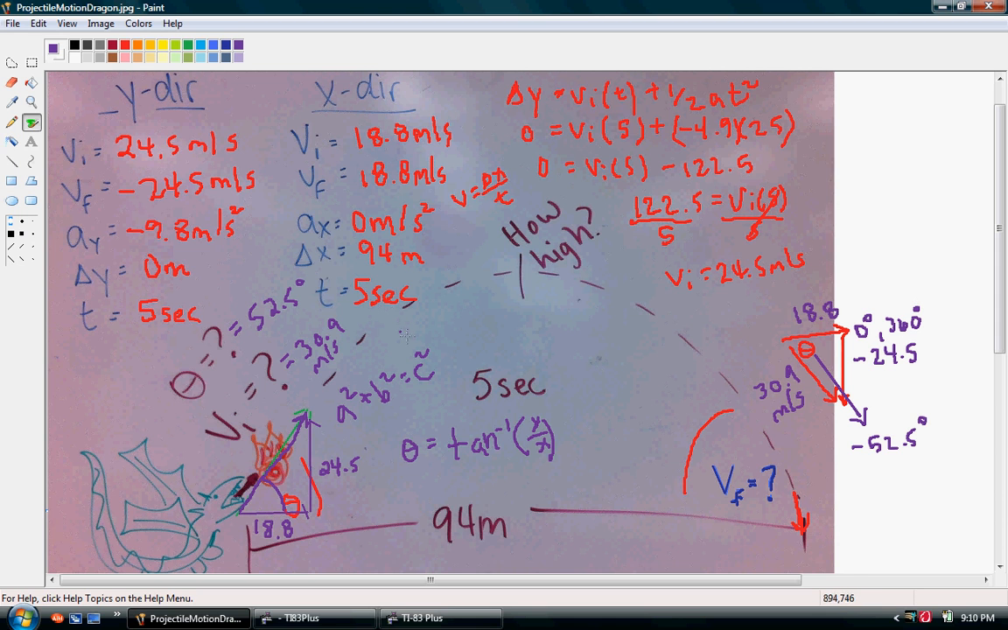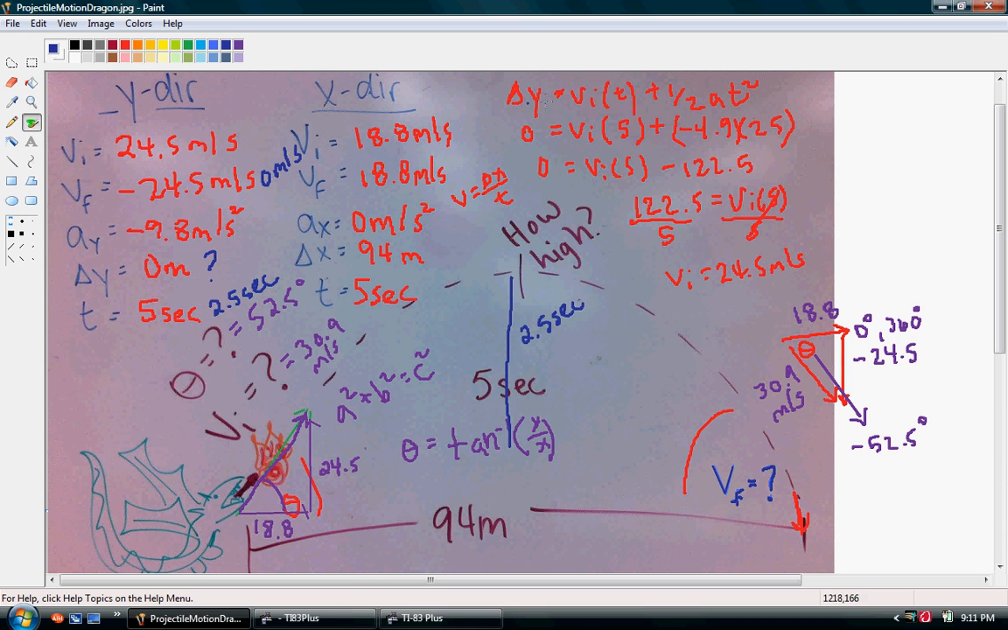Alright, now we want to know how high did it go. So we need to change some variables here. The initial velocity is the same, but now our final velocity is 0 meters per second. At maximum height, it is not moving at all. Our acceleration due to gravity is the same, but this time we don't know how high it went. And then also, what we need to do with our time, since we're talking about how high it went, we need to chop our time in half. So we're actually talking about a time of 2.5 seconds. 2.5 seconds. And we want to know how high does it go.